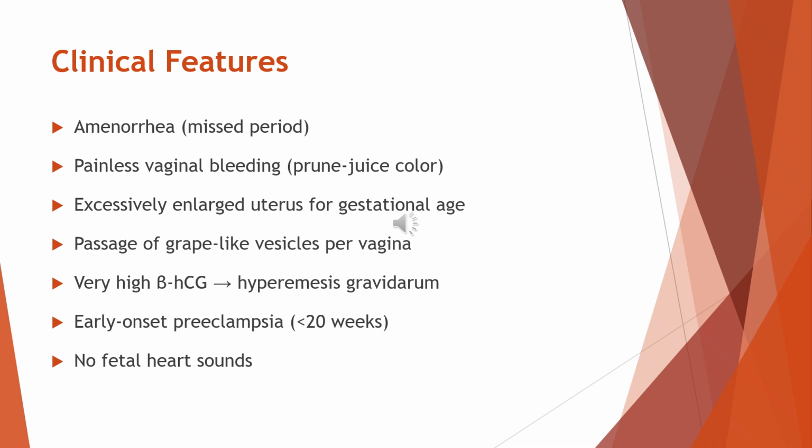A classic symptom is the passage of small, grape-like vesicles through the vagina, which are the swollen chorionic villi. The beta-HCG levels are extremely high in molar pregnancy, and this can lead to severe nausea and vomiting, known as hyperemesis gravidarum. Early onset preeclampsia, especially before 20 weeks, is another important warning sign. When the uterus is examined, no fetal heart sounds are detected because there is no viable fetus. These features together help in early detection and management of molar pregnancy.